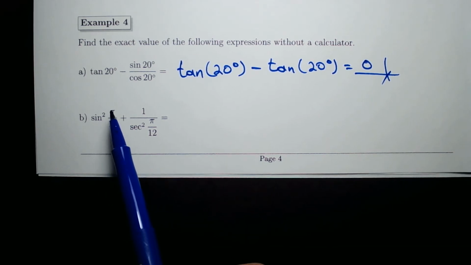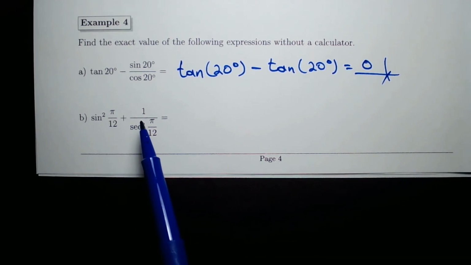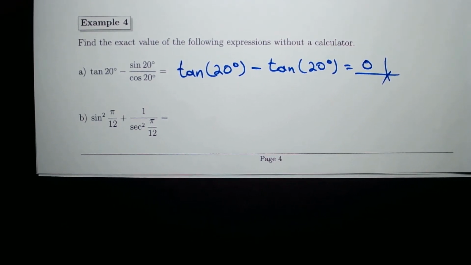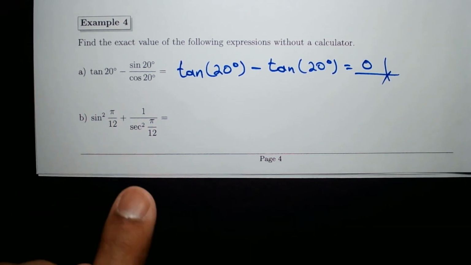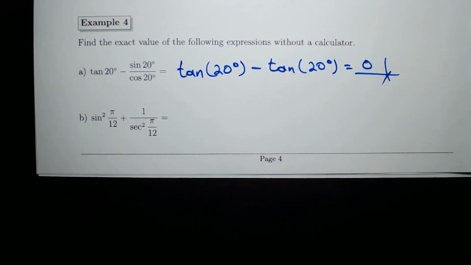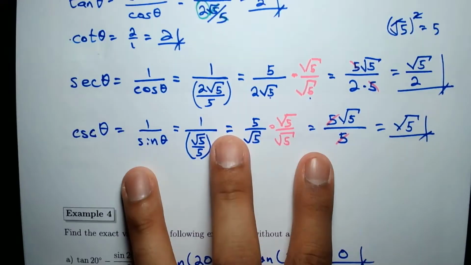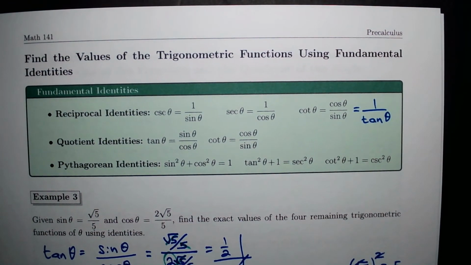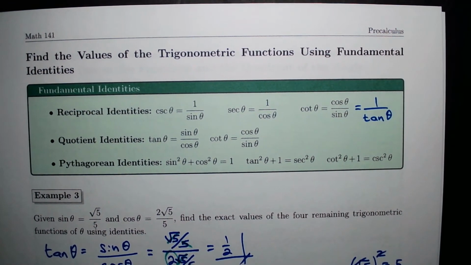Sine squared of pi over 12 plus secant squared of pi over 12. Well, in this case, the trick right here, also most of the time when you have secants or stuff like that, is to convert to sines and cosines. Well, before I do, I would like to justify something.